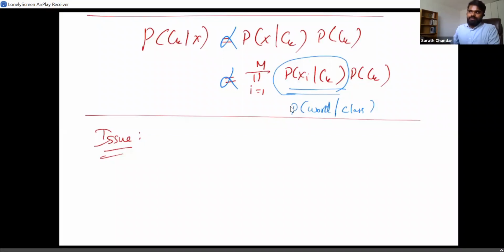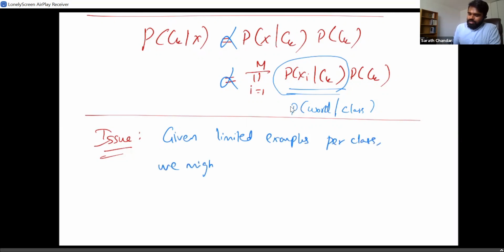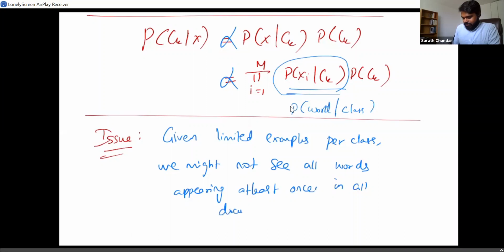Now, how do we avoid this? I'm going to rewrite the issue. The issue is, given limited examples per class, we might not see all words appearing at least once in all documents for every class.